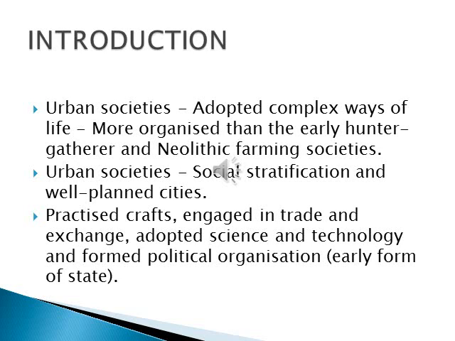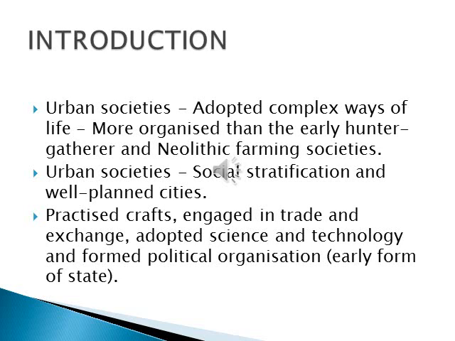Okay. So urban society adopted a complex way of life, which is different from early hunter-gatherer and Neolithic farming societies. So how did it happen? When human beings began to settle in a place, urban society developed. Ancient civilizations mostly belong to urban culture. These people practiced craft, that is, they made things by hand. They engaged in trade and exchange.